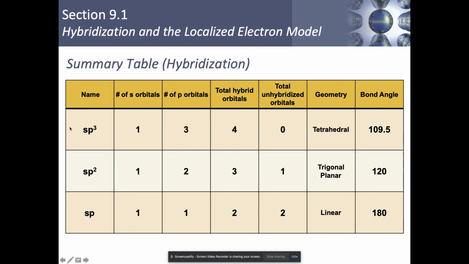So if it's sp3, it's made up of an s orbital and 3 p orbitals, for a total of 4 hybrid orbitals. There are no unhybridized orbitals, and it's a tetrahedral shape. If it's sp2, again, it's made up of 1 s and 2 p's. We have 3 hybrid orbitals and 1 unhybridized orbital, trigonal planar shape. Last but not least, we have sp hybridization, which is made up of 1 s and 1 p orbital, 2 hybrid orbitals total, 2 unhybridized orbitals total, for a linear shape.